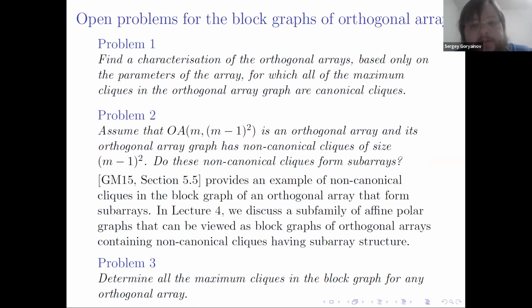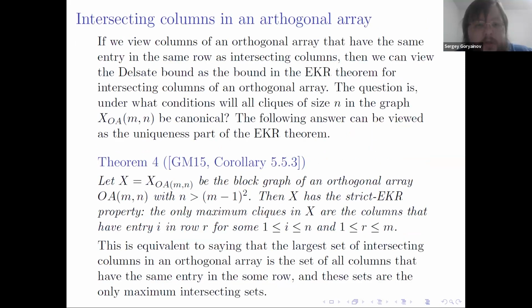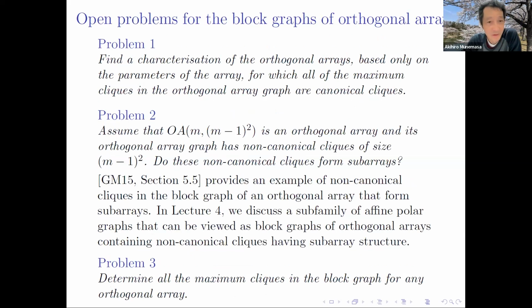So an orthogonal array has two parameters, M and N. If we have this inequality, we know that all the maximum cliques are canonical. So this is a sufficient condition, but it may not be necessary. I see. So the problem asks: when this hypothesis is not satisfied, does the conclusion always fail, or is it possible to give some characterization?